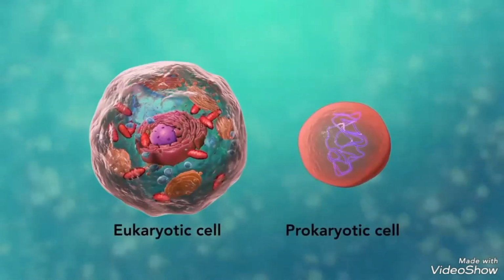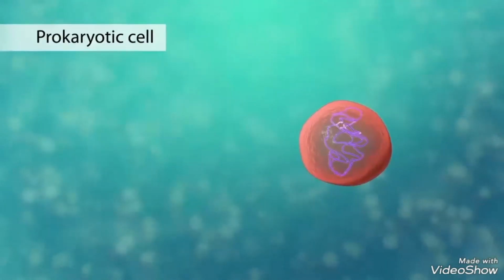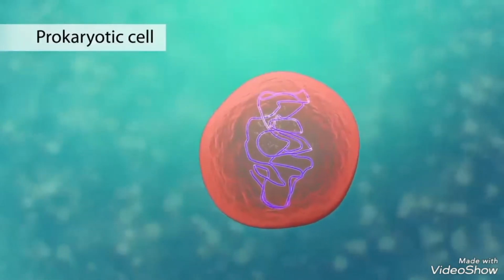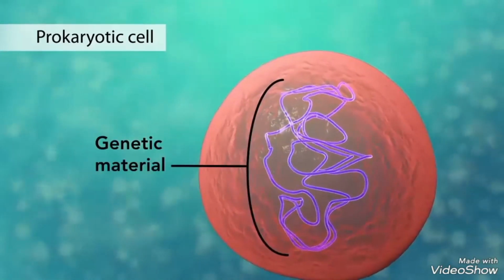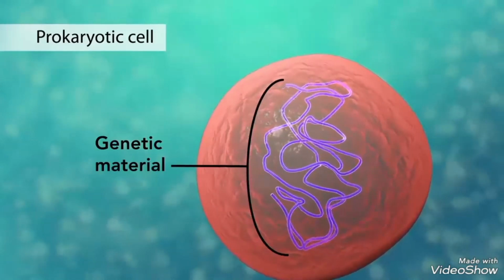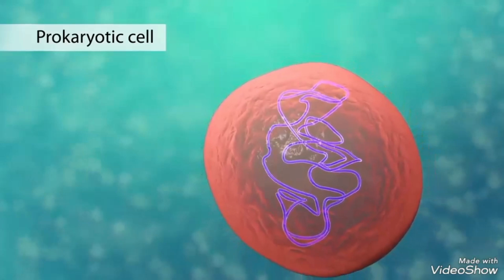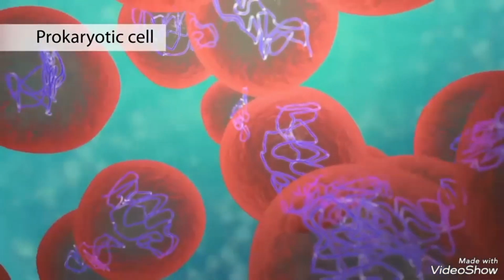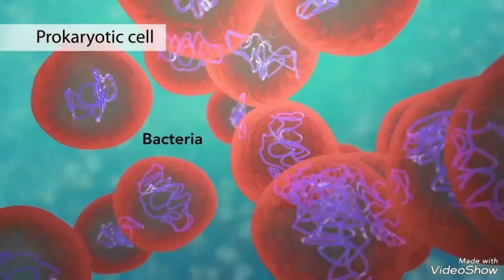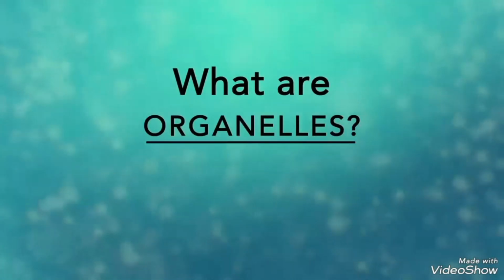Now there lies the prokaryotic cell. This cell has genetic material, of course, but no nucleus and no membrane-bound organelles. And these cells are unicellular. An example we can quote is the bacteria. What are organelles?